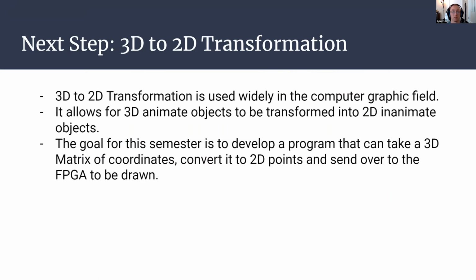Our next step is to finish and complete our 3D to 2D transformation. Just a little background: 3D to 2D transformation is used widely in the computer graphics field. It allows for 3D animated objects to be transformed into 2D inanimate objects. Our goal for this semester, as I said, is to develop a program that can take a 3D matrix of coordinates, convert it to 2D points, and send it over to the FPGA to be drawn, as well as incorporating an angle and scale, so we can scale triangles by that factor. We are currently about 75% done with this. We are just finishing up the last bit and debugging a little, as our code's just not working properly right now.